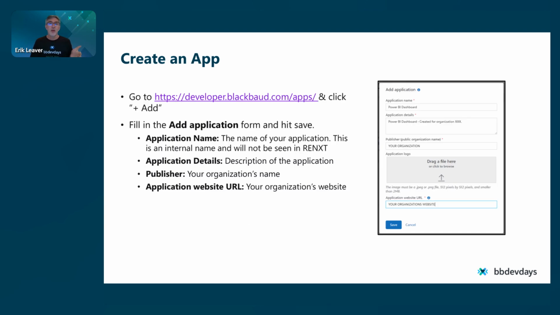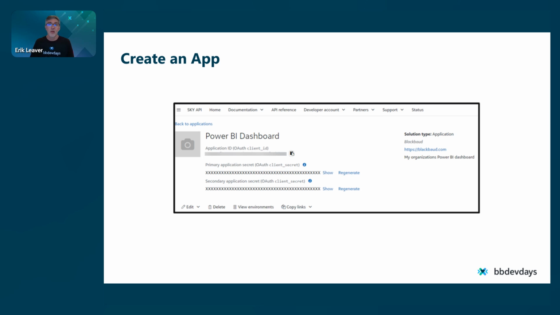So you're going to go to developer.blackbaud.com/apps, and we're going to build out an app. There are a couple of questions in there that you'll have to fill out. There are four things: you're going to have to give your application a name, a description, a publisher, and then a URL. We'll go through those pieces. Once we've created an app, we're going to grab some data and some information off of that app.